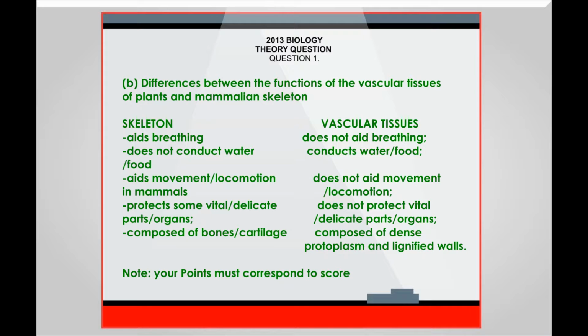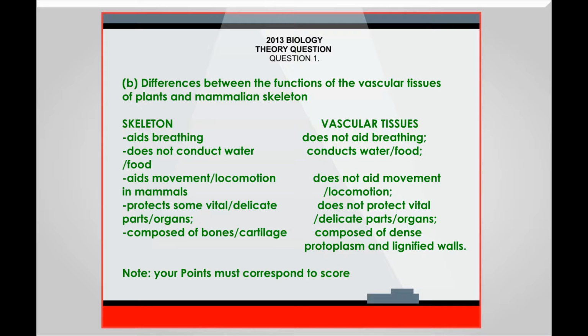Differences between the functions of the vascular tissues of plants and mammalian skeleton. In a tabular form, we have skeleton and vascular tissue. On the skeleton, it aids breathing. On the vascular tissues, does not aid breathing. On the skeleton, does not conduct water and food. On the vascular tissues, conducts water/food.